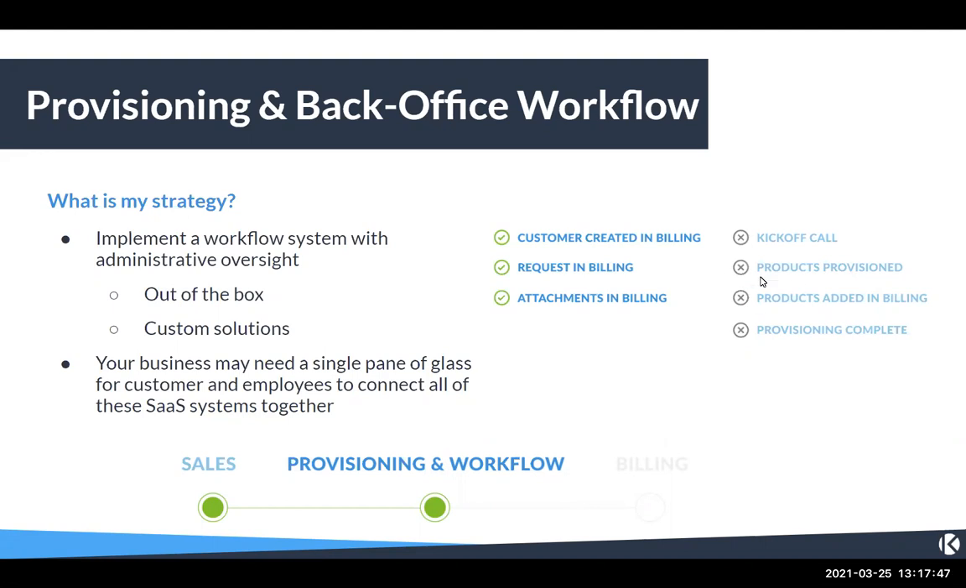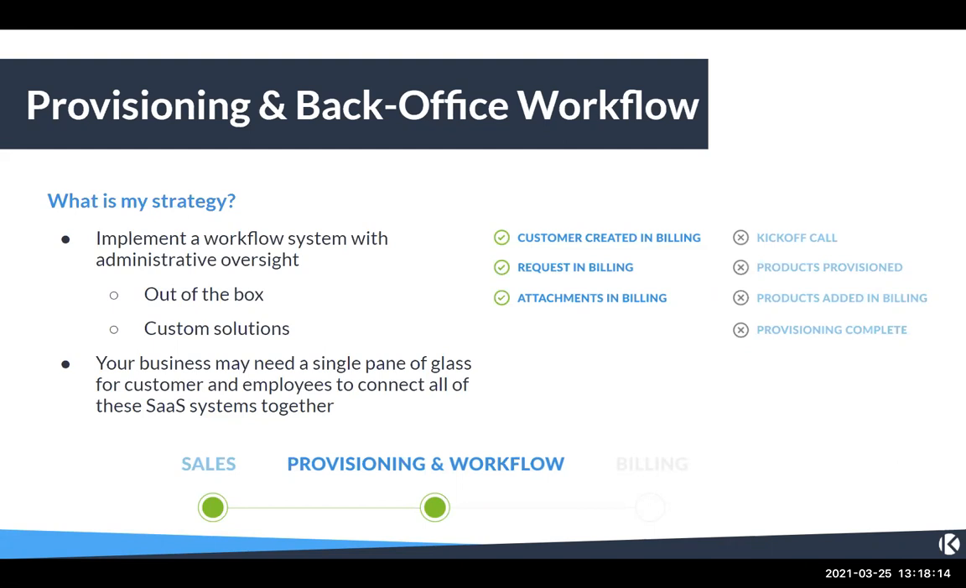So the reason I picked these 3 checks here is because those are all targets for automation. If you're looking to set up a back office workflow system, you start with these different steps or these different checks, and then that almost gives you a target for what to automate. Hey, I can automatically create that request and billing. I can automatically create that customer.